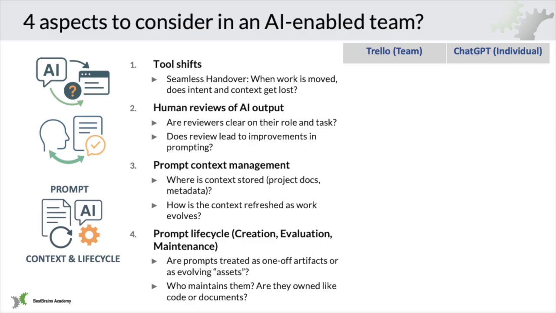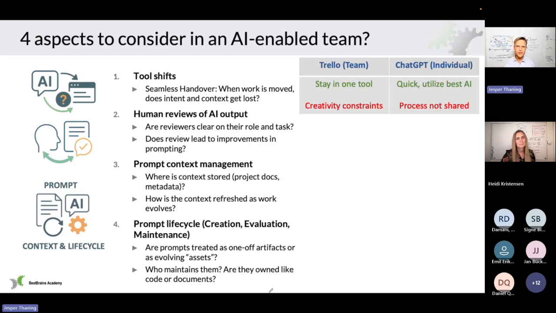So what I want to back up a little bit and consider are the four aspects we talked about previously, because there are different pros and cons in terms of how we set up this use of AI. So if we consider the tool shift, when we worked in Trello, we can stay in one tool, but it sometimes creates a little bit of creativity constraints, because if I work with ChatGPT and iterate over the chats, normally I can utilize the AI in the best way, but the process is not really shared.